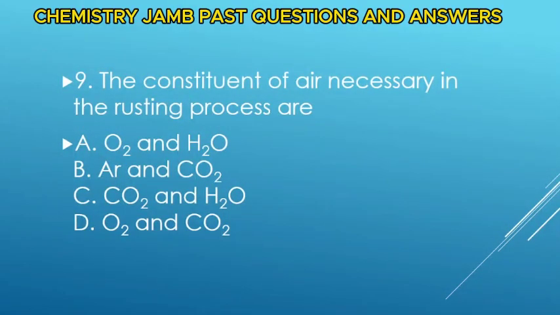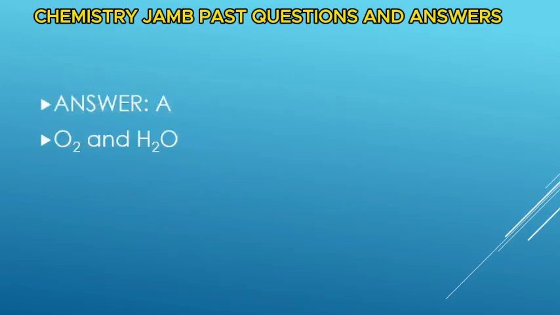Question number 9. The constituents of air necessary in the roasting process are A. Oxygen gas and water, that's H2O, B. Argon and carbon dioxide, C. Carbon dioxide and water, D. Oxygen and carbon dioxide. The answer is A, which is oxygen and water.